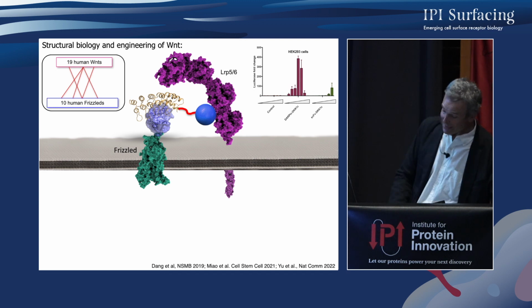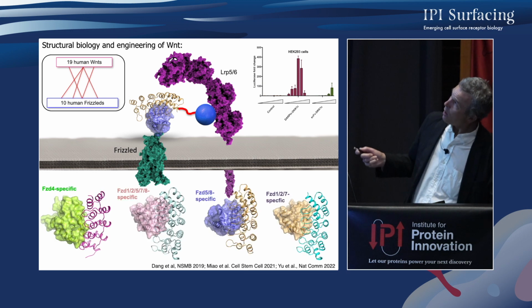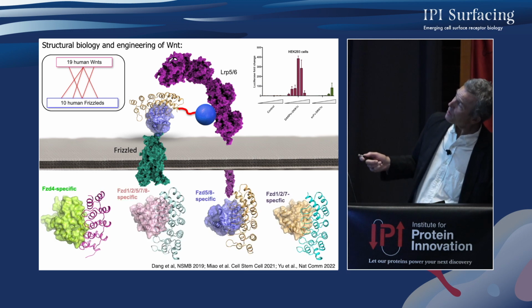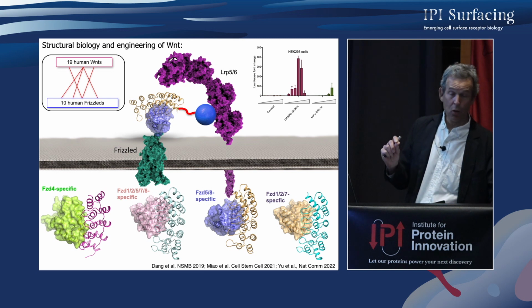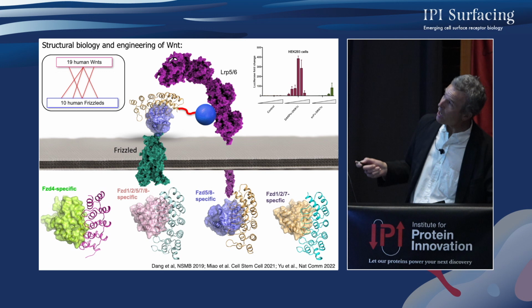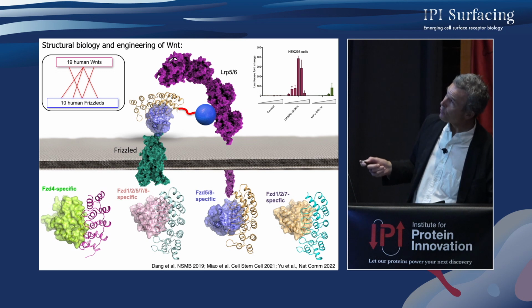The structure was exactly as the design. Through iterative cycles of engineering and design, we created versions that were able to seek out the differences in the different frizzled subtypes, and in some cases those are as little as single amino acid mutations in the whole protein. And we managed to get highly specific versions to different frizzled subgroups.